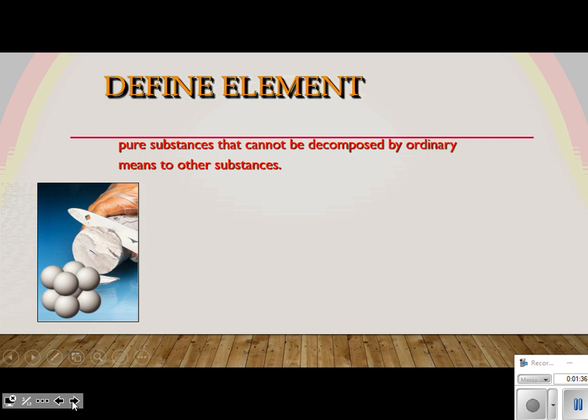Here's an element, sodium, right here. Sodium is a metal. What you might not believe about sodium is that it's really, really soft. If you had a chunk of sodium, you could cut it with a knife. Its softness is similar to butter that you pour out of the refrigerator.